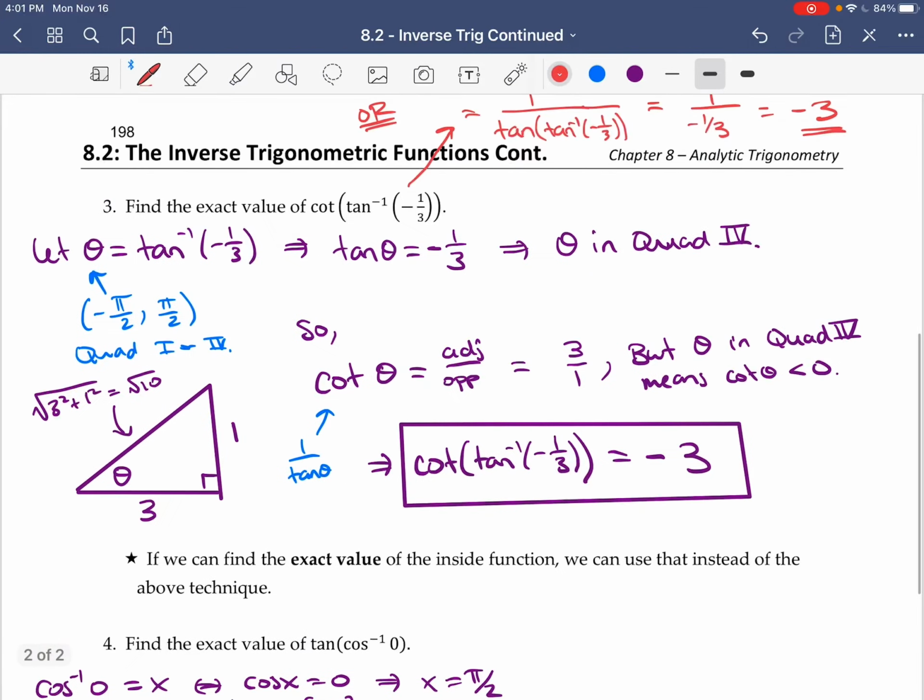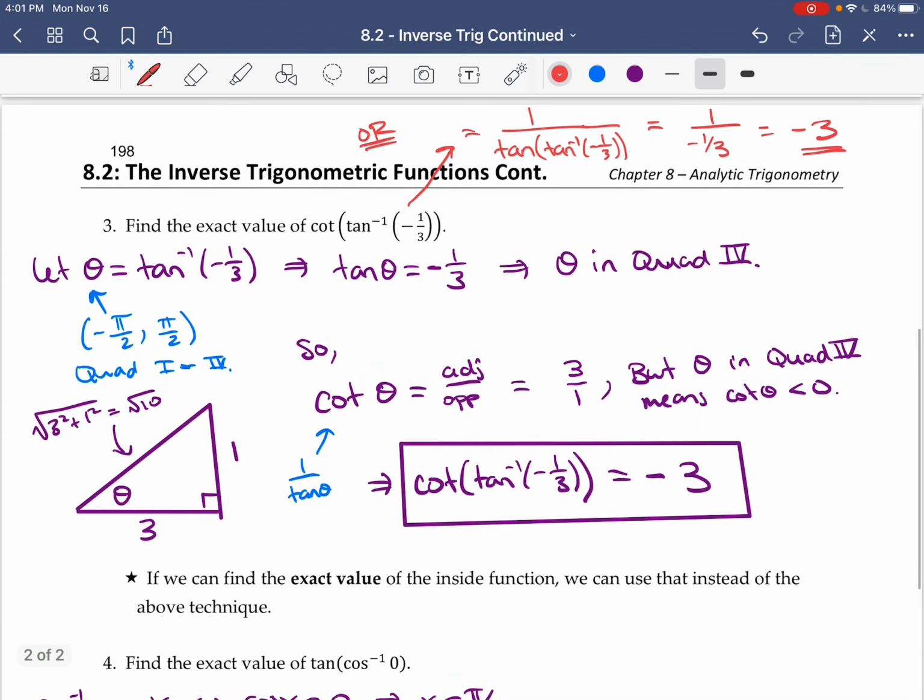So those are some examples of finding exact values of compositions of inverse trig functions.